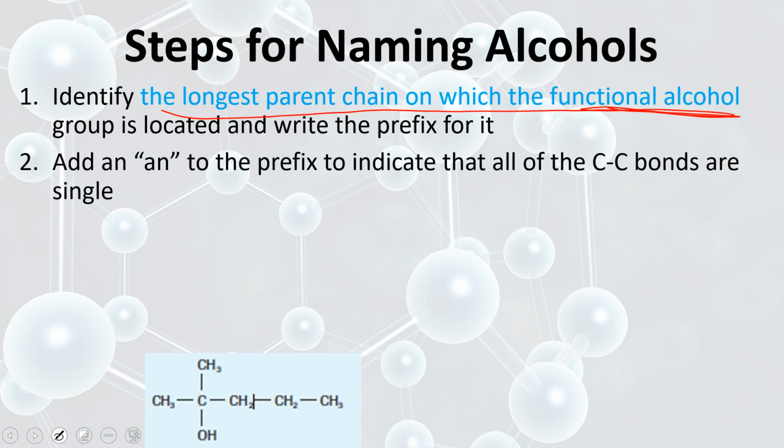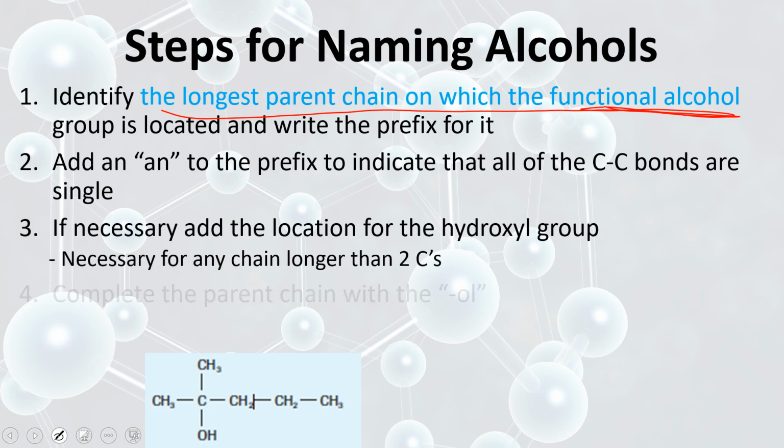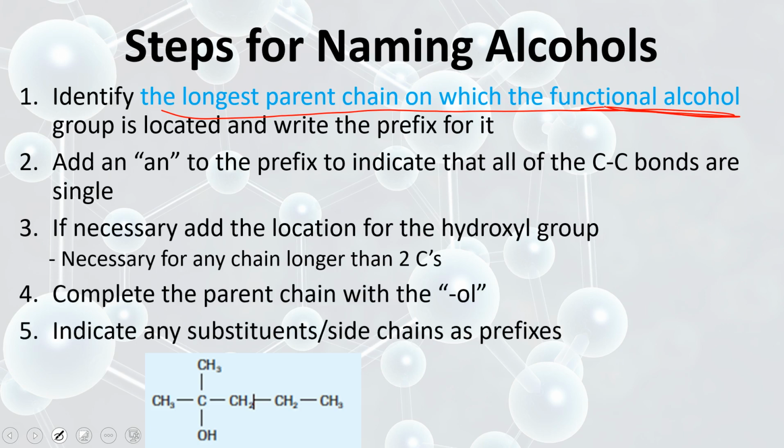So you change that -ane ending to an -ol ending. And the side chain naming would be the same. So whether it's an alkyl side group or a halogen side group, you're going to name them the same. So methyl, 3-ethyl, 2,4-dichloro, whatever it is, your naming of the side chains is going to be the same.